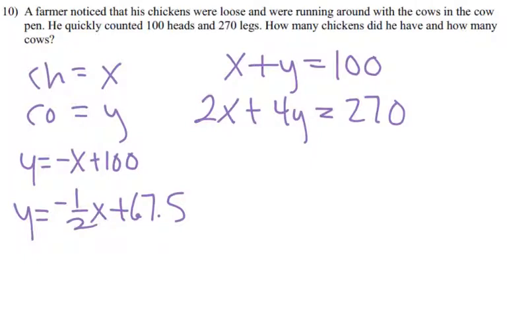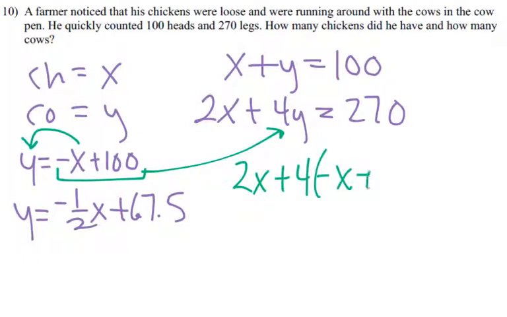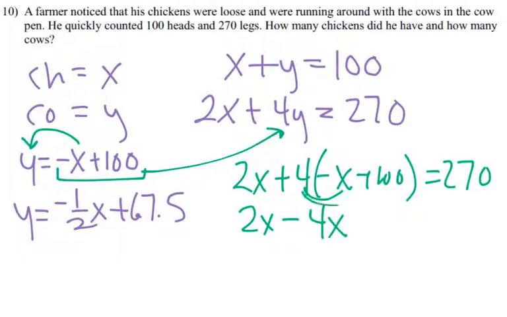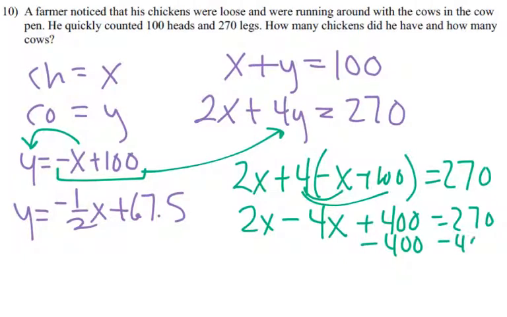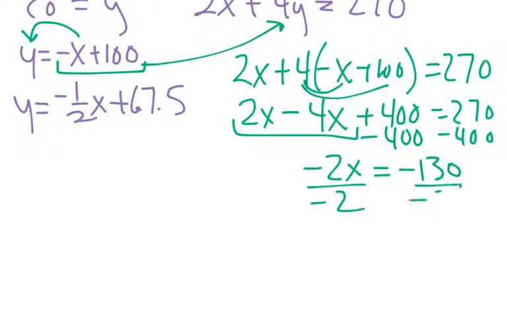So the first way would be substitution, where right here, that I know is equal to y, so I could have plugged that in for y. I've got 2x plus 4 times (negative x plus 100) equals 270. Okay, 2x minus 4x, and 4 times 100 is 400, equals 270. Subtract 400: 270 minus 400 gives us negative 130 equals 2x minus 4x, negative 2x. So divide everything by negative 2, and we end up with our answer of positive 65.